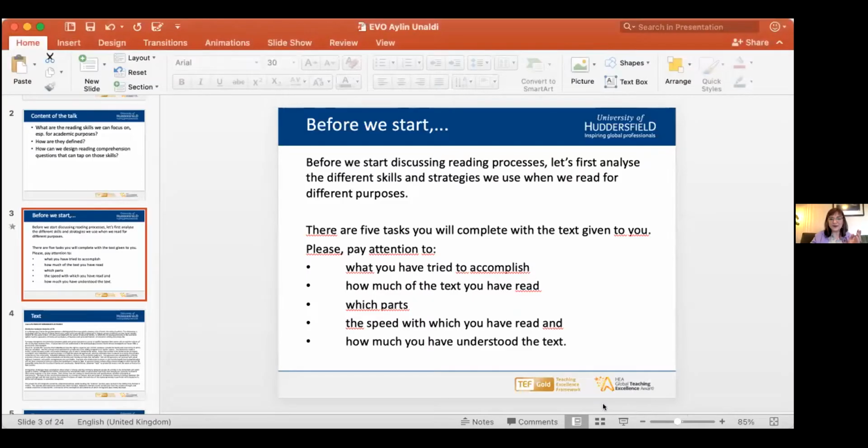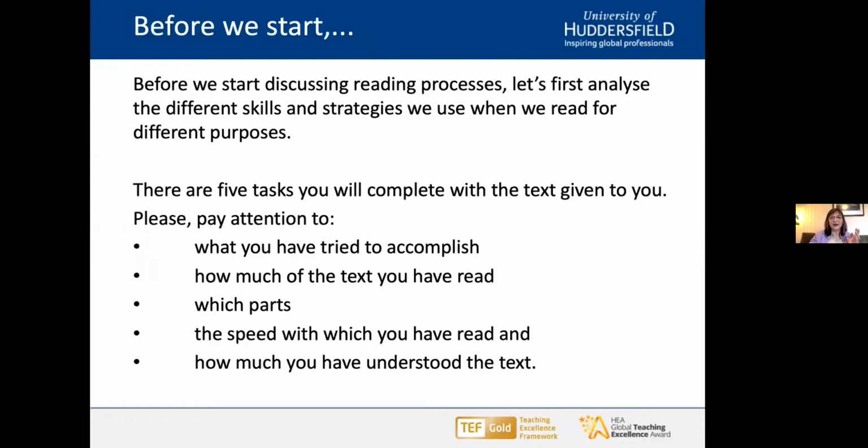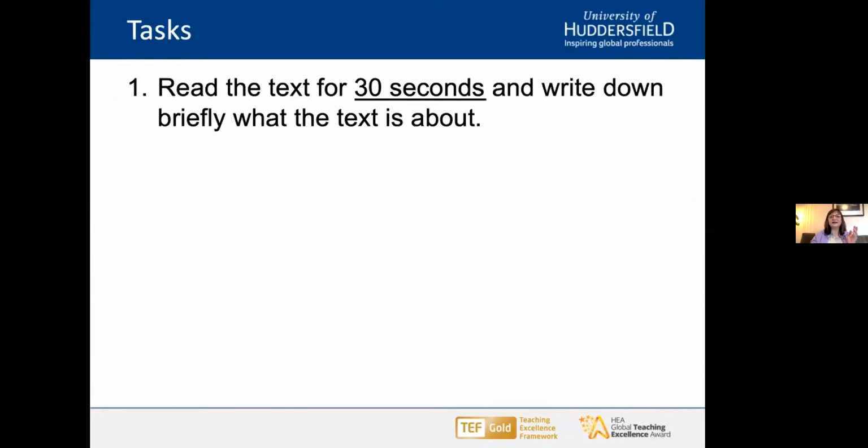Your first task is this. This is the text, and you have 30 seconds to understand what the text is about. Okay, start looking at the text. Allow yourselves 30 seconds and just tell me what the text is about, and I'll time you.